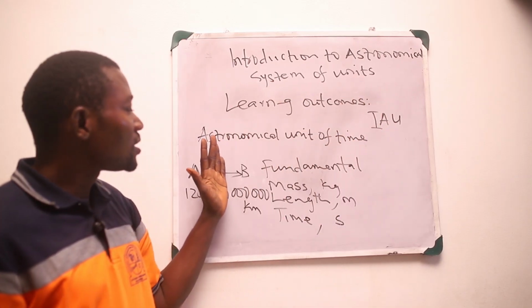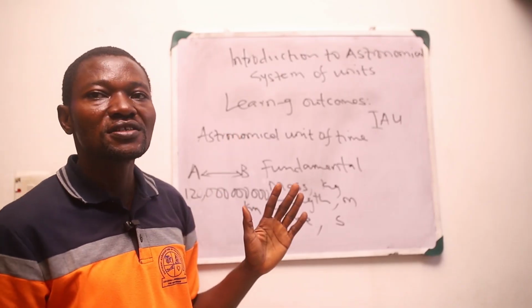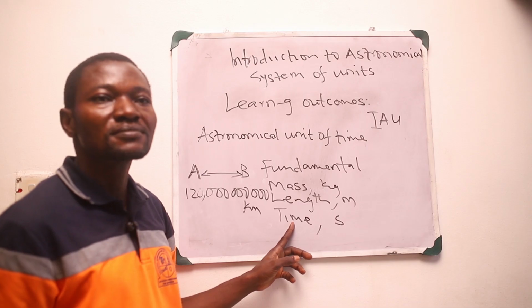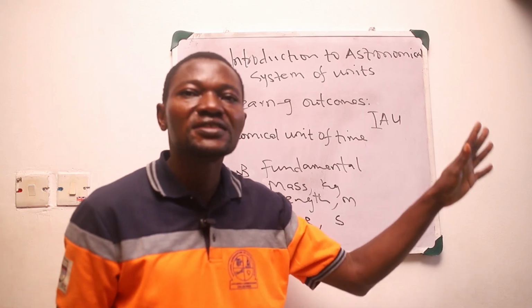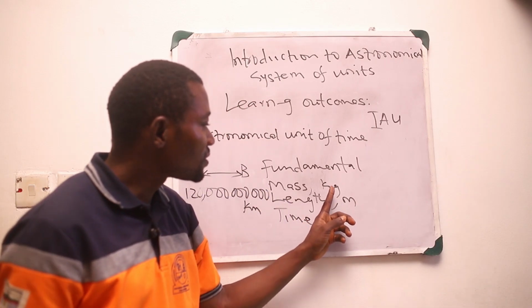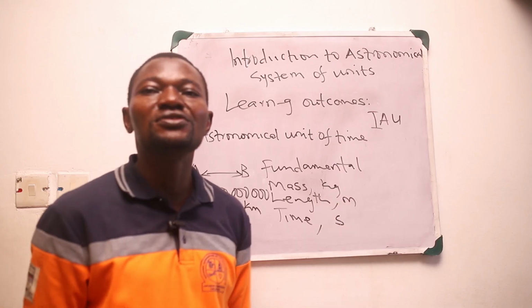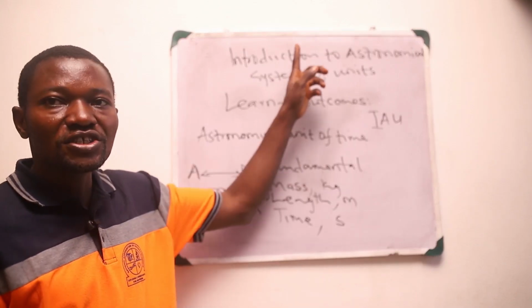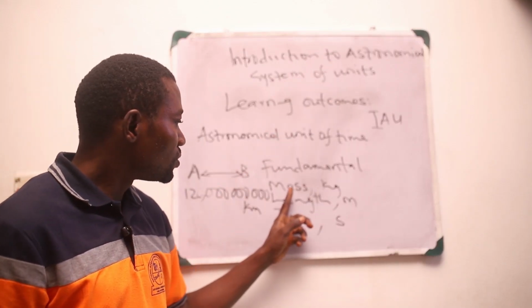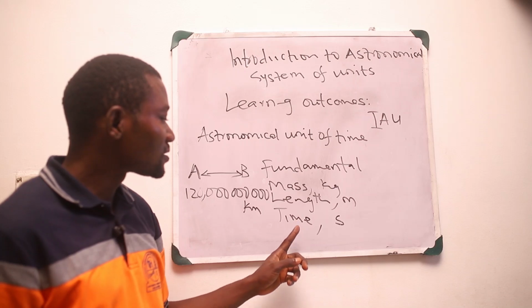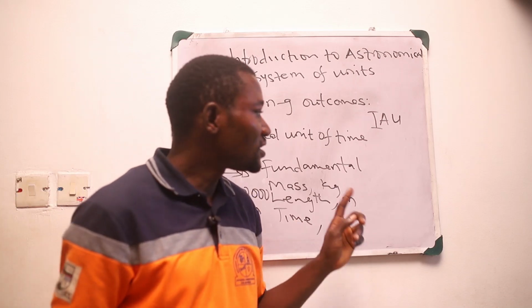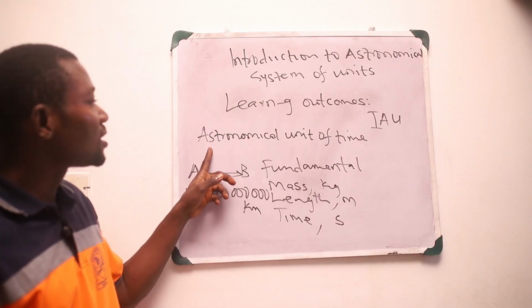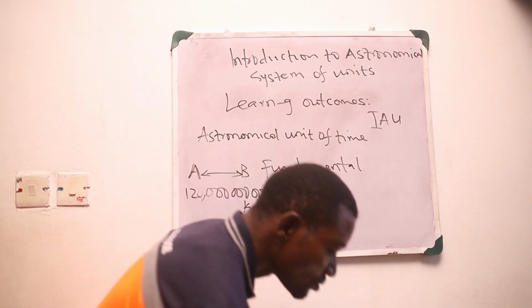So the focal point of this study is to look at the three fundamental quantities that we express in our terrestrial environment, having their fundamental units and derived units, and to see how we can express them in space. We look at mass, length, and time. Is it the same in space? That is what we want to look at. So let's start with astronomical unit of time.